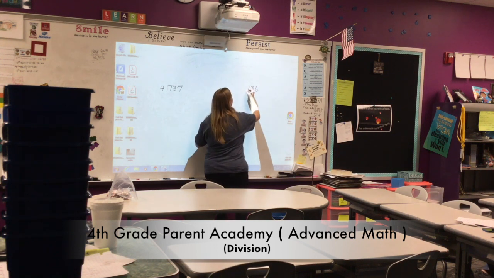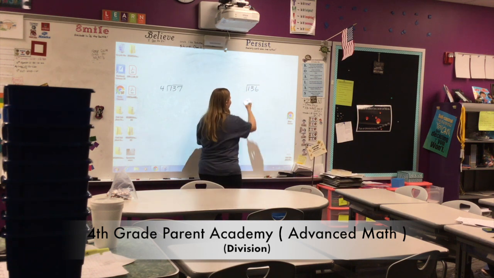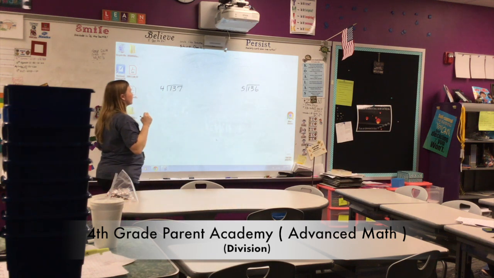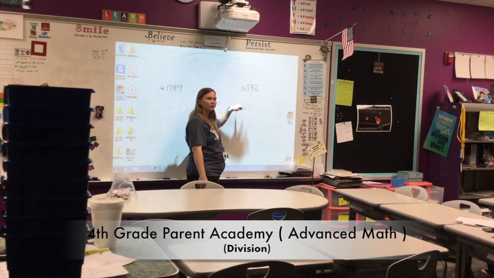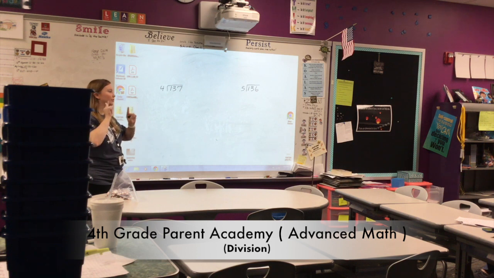Dividend. Very good. And how many people did you have? 5 is our divisor. Oh, good. 5 is your divisor. Okay? All right, so these are your 2 problems that we just set up, long division. Okay? Let me show you what you did. All right? I need my reporters.